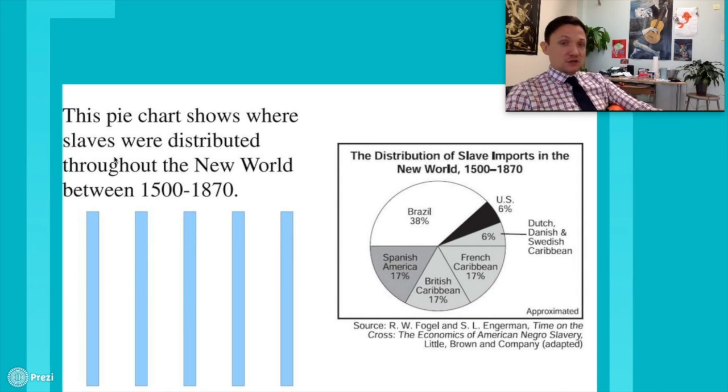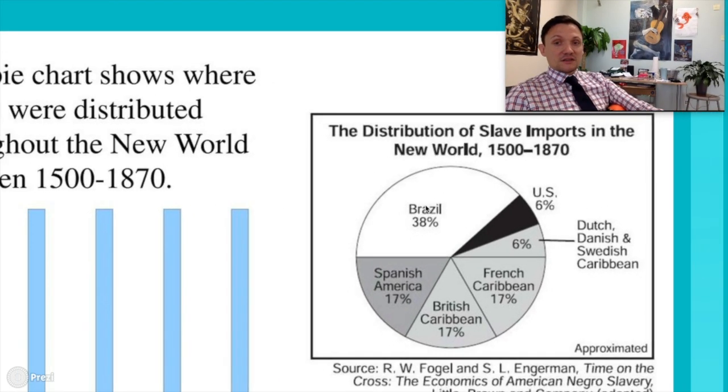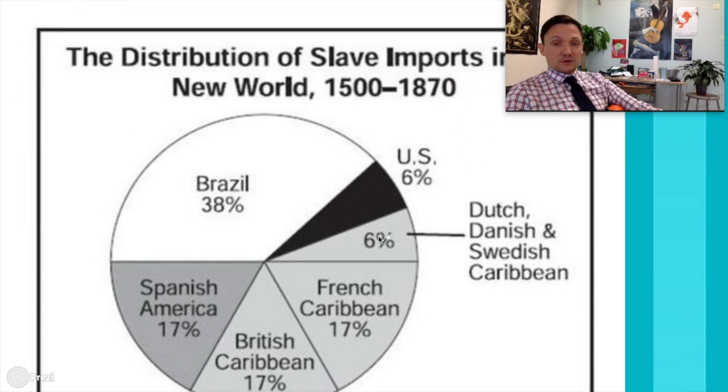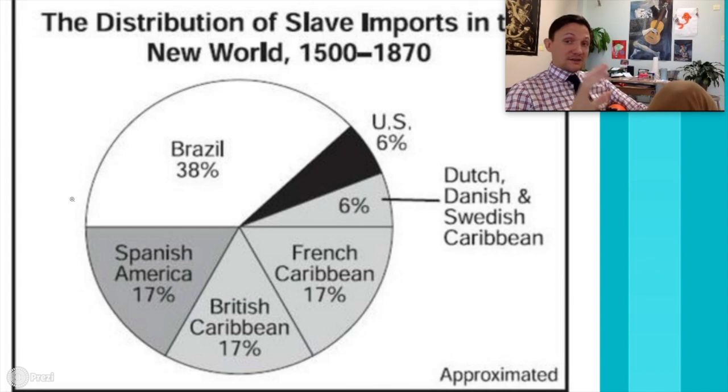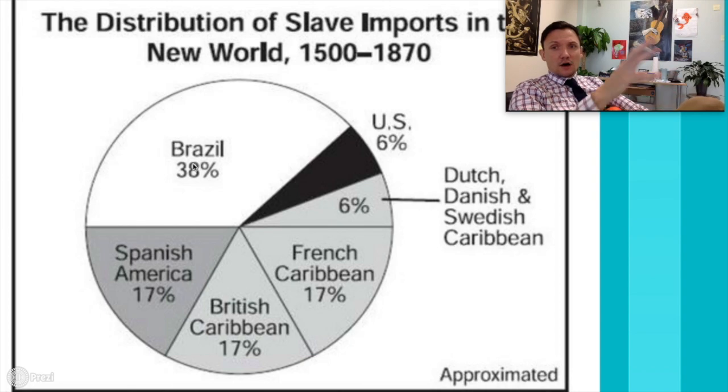Now this pie chart shows how slaves were distributed through the New World between 1500 and 1870. Also, as you can see, something that you do need to know, the distribution of slave imports during these years, the percentages, is shown as an infographic of where they all went. The largest chunk went to Brazil, right? And Brazil was actually the last country in this hemisphere to outlaw slavery. They didn't outlaw slavery until 1888.